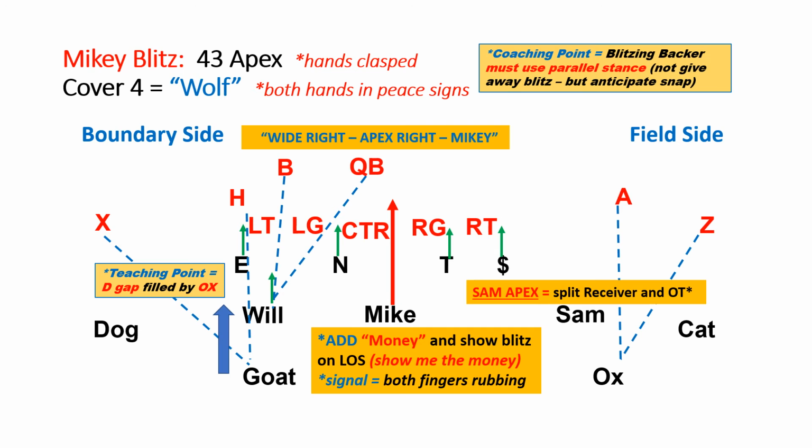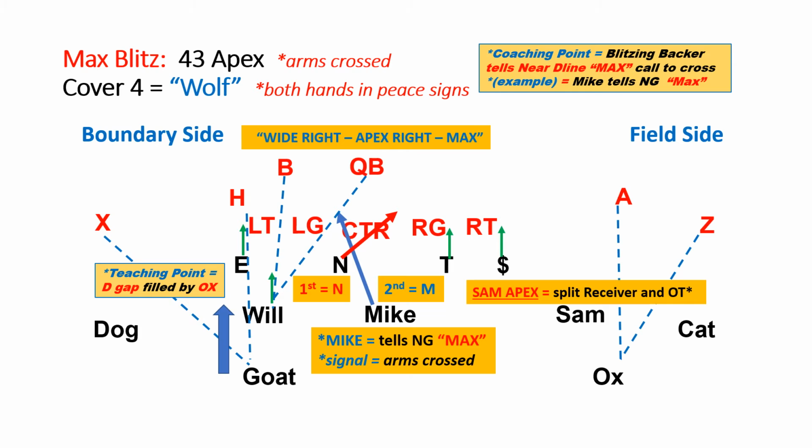So here's an example of your Mikey. Again, you can add the money call where you show the blitz and just go ahead and do it, or you can just line up deep and come after it. Here's your max where we're going to get the cross now. Again, here we want that blitzing backer to tell that near D lineman max, max, max. Tells that nose guard in this example they're going to crash to the opposite A gap.